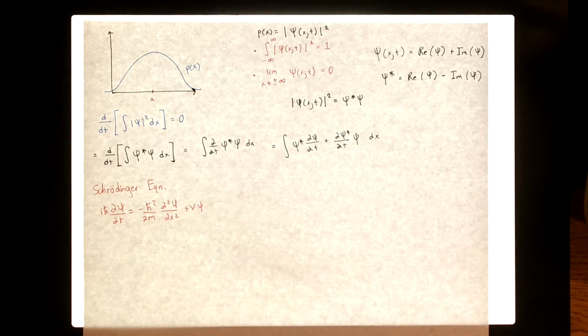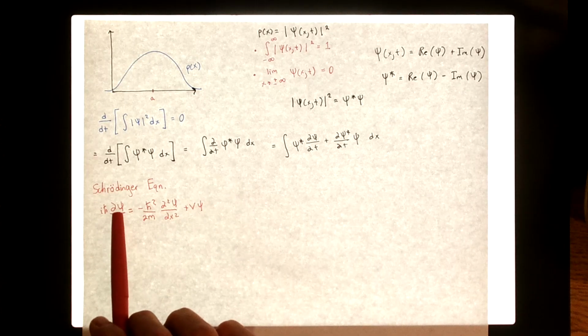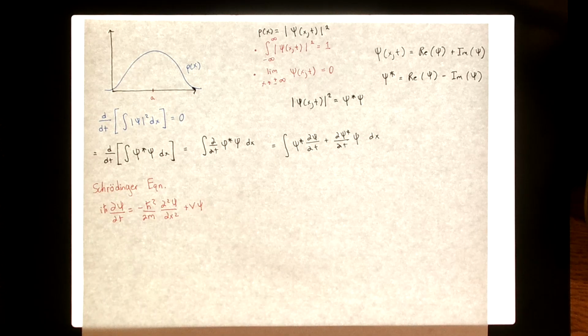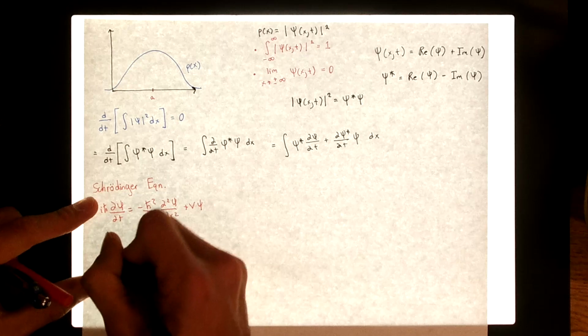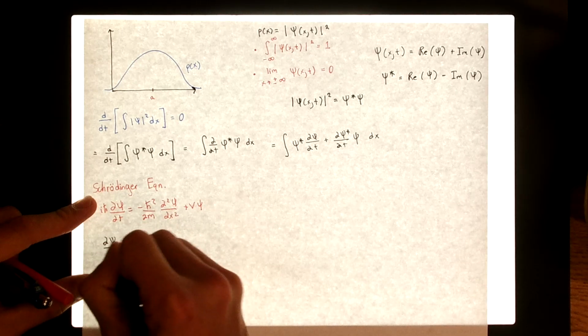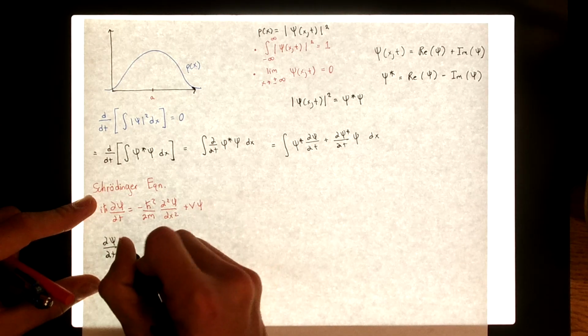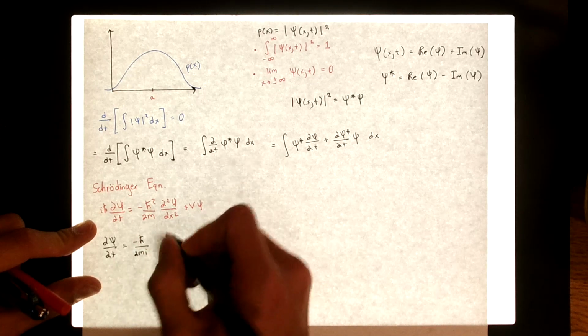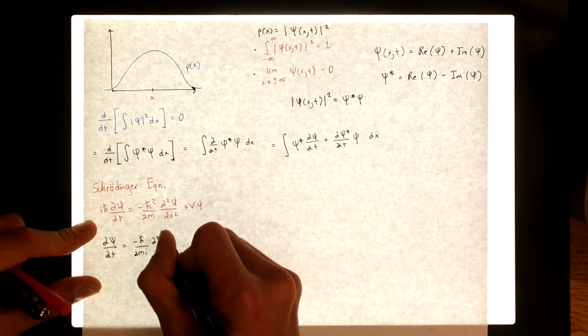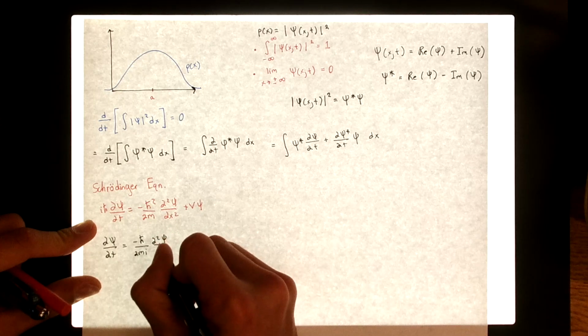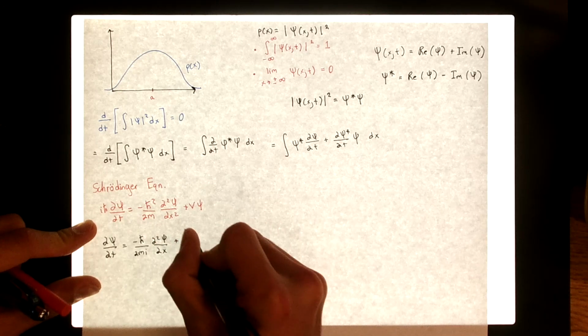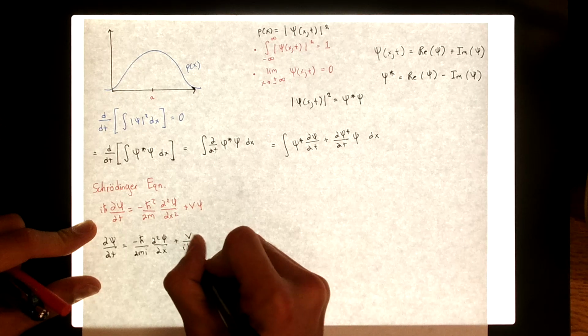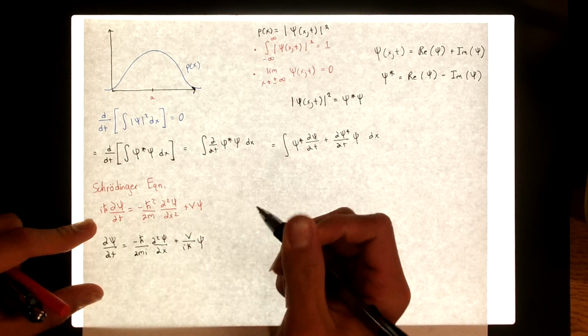Very well. In order to solve for this element that we are interested in, we're just going to divide both sides by i times h bar. So we get the time derivative of psi is equal to minus h bar over 2mi, second partial derivative of psi with respect to x, plus V over i h bar times psi.